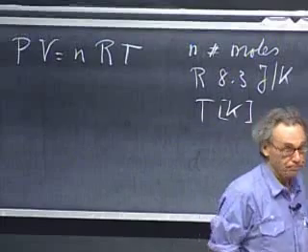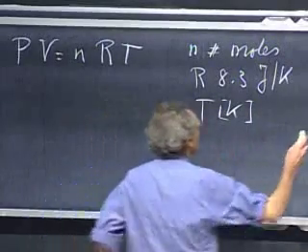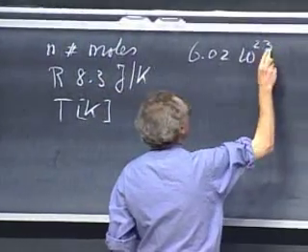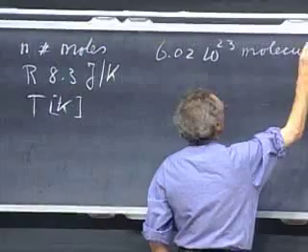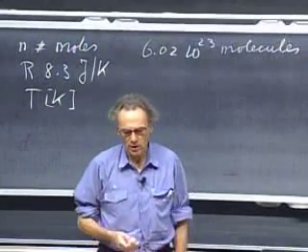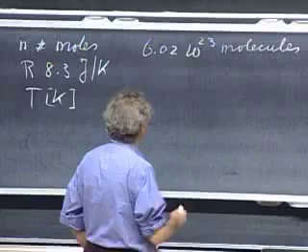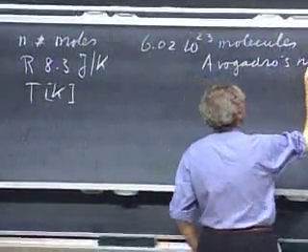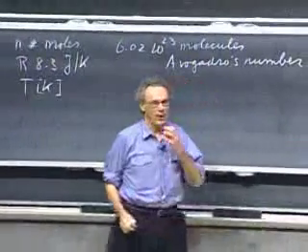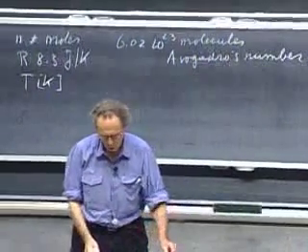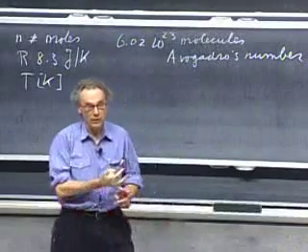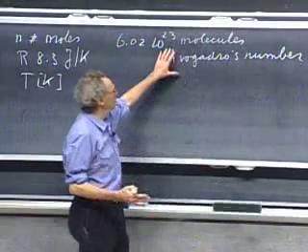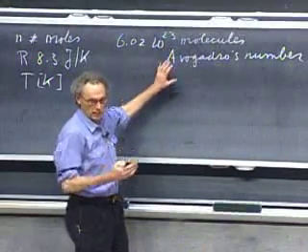So what is a mole? A mole has always about 6.02 times 10 to the 23 molecules, or atoms in the case that you have helium, but I will call that molecules. And this number is called Avogadro's number. That's the definition of a mole. If you take a mole of helium or a mole of oxygen or CO2 or N2, it doesn't matter. Always has this number of molecules approximately.